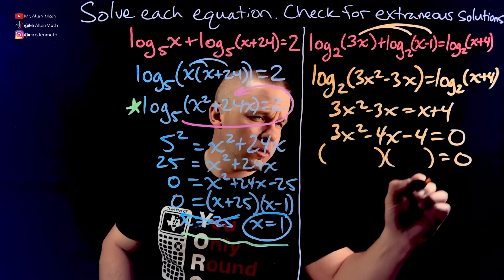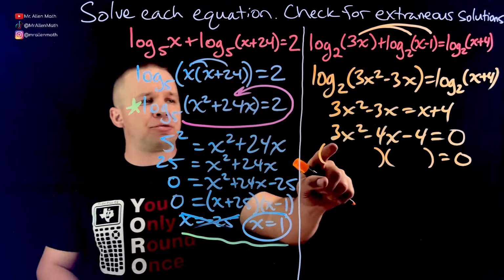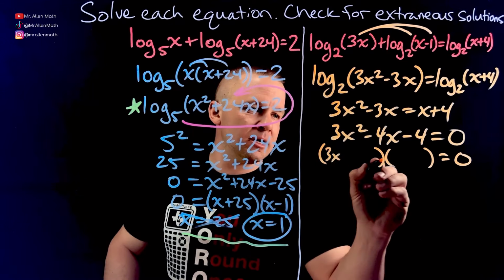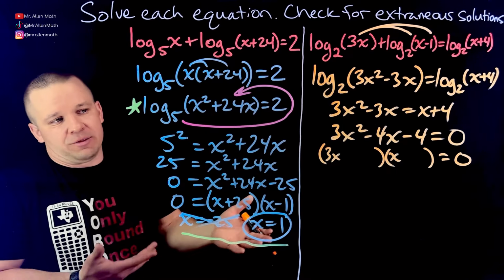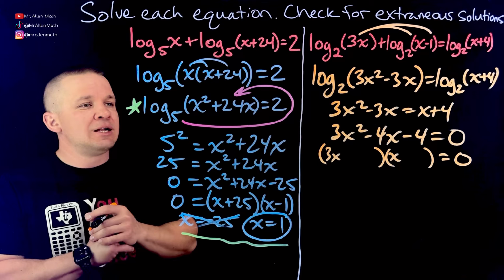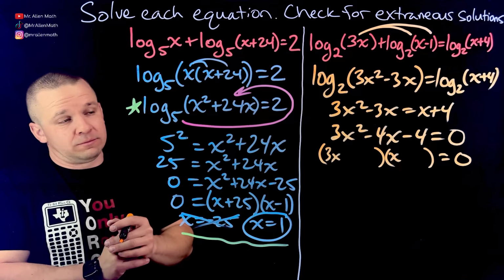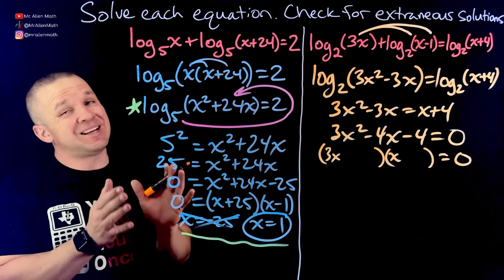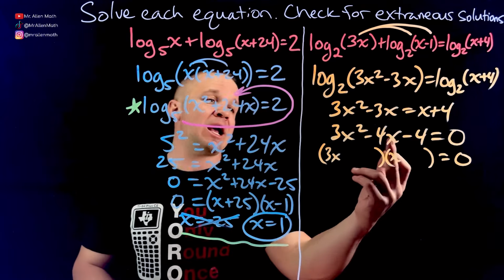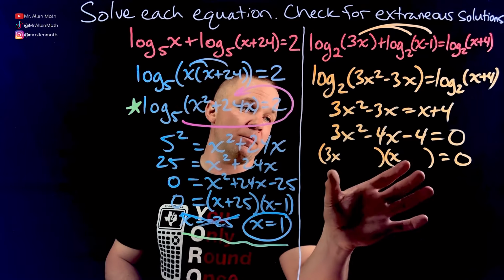T-U-F-F. Tough. I know to get 3x squared, it's got to be 3x and x, okay? It's the only way I can get 3x squared. There's no other way. Or x and 3x, but whatever. Now I got to multiply to negative 4, so they got to be positive and negative. That's tough. And then it's got to add to negative 4 when multiplied out.